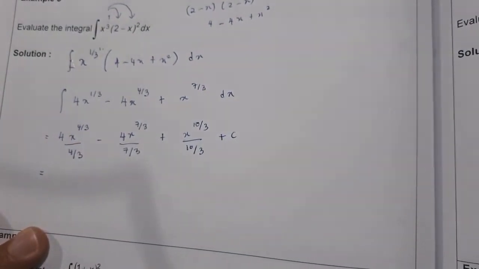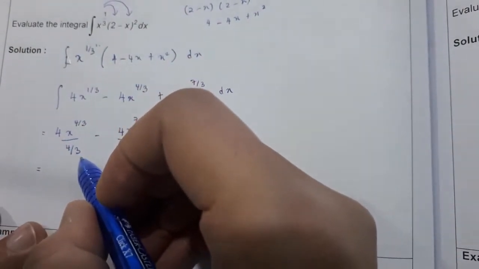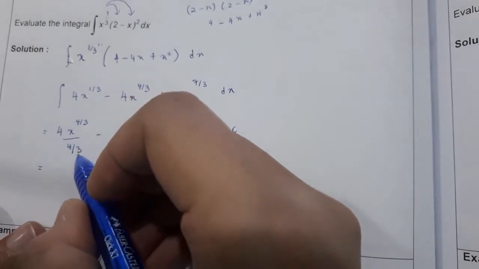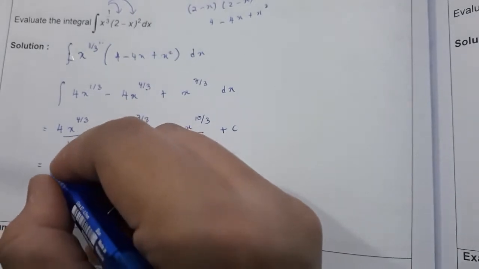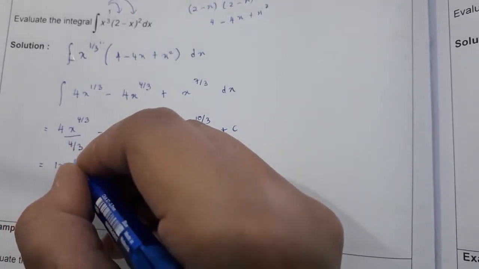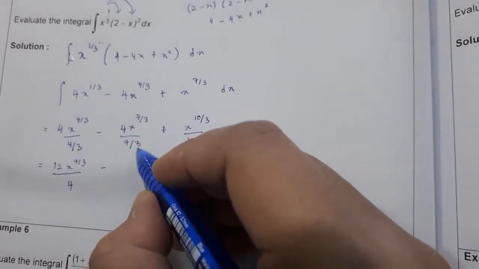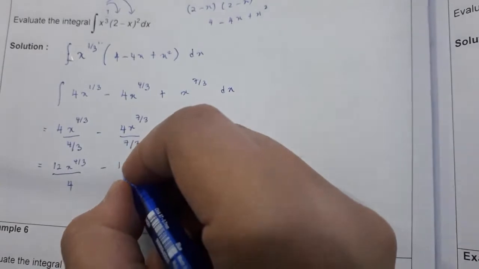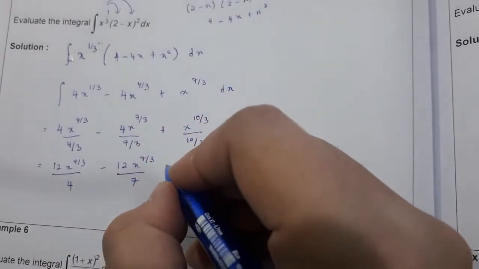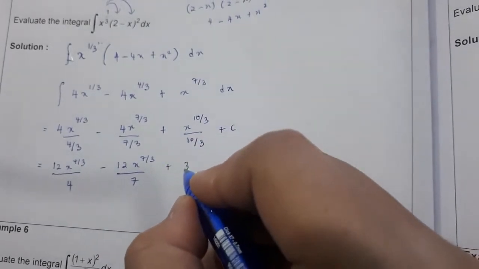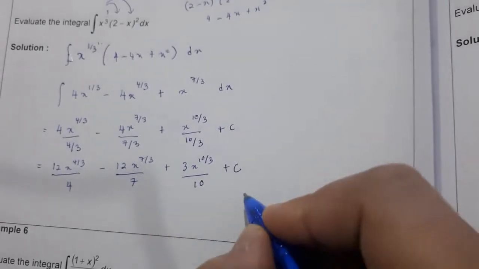And then now we can simplify the final answer. Bring 3 up. So 3 multiplied by 4 is 12. x^(4/3) over 4 minus, bring 3 up, 4 multiplied by 3, 12x^(7/3) over 7 plus, bring 3 up, 3x^(10/3) over 10 plus c.